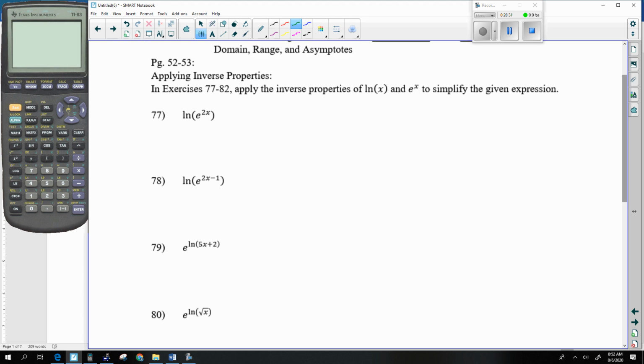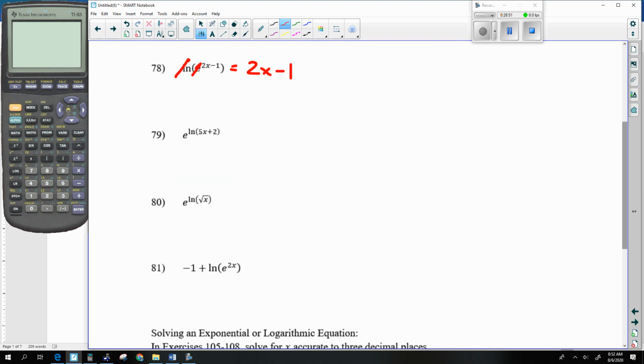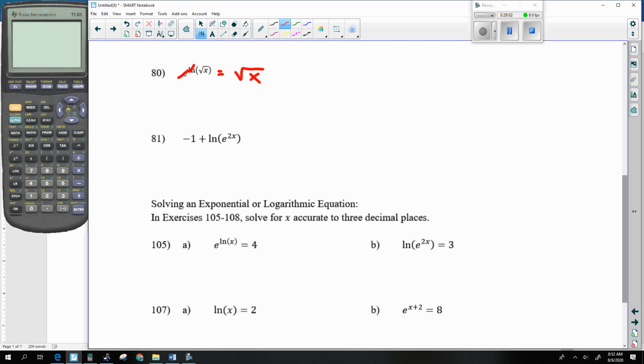Then again, this is just applying ideas of ln's and e's. We talked briefly about it last lesson. I see that this ln eliminates this e, so this is equal to 2x. This ln eliminates this e. This leaves us with 2x minus 1. Pretty simple. e to an ln, same idea. This is 5x plus 2. e to an ln, this is the square root of x. These are crazy easy problems. ln e, so this leaves us with 1 plus 2x as such.